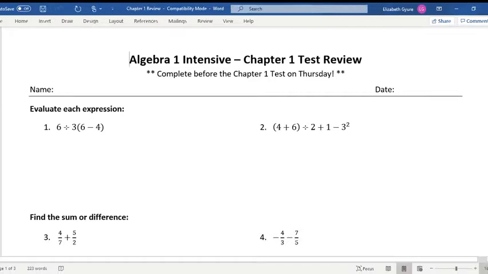Okay, so this is what we're going to work on for a little bit, review a couple things, refresh our memory. Plus, these are freebies for us because I'm going to give you points for this before your test on Thursday.